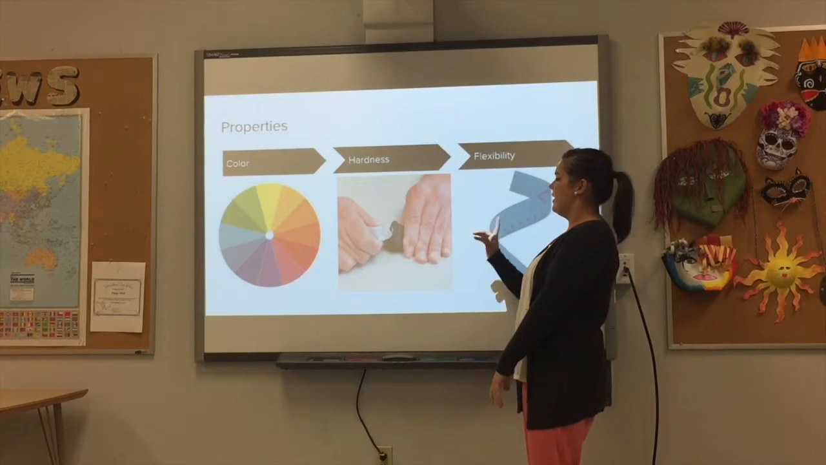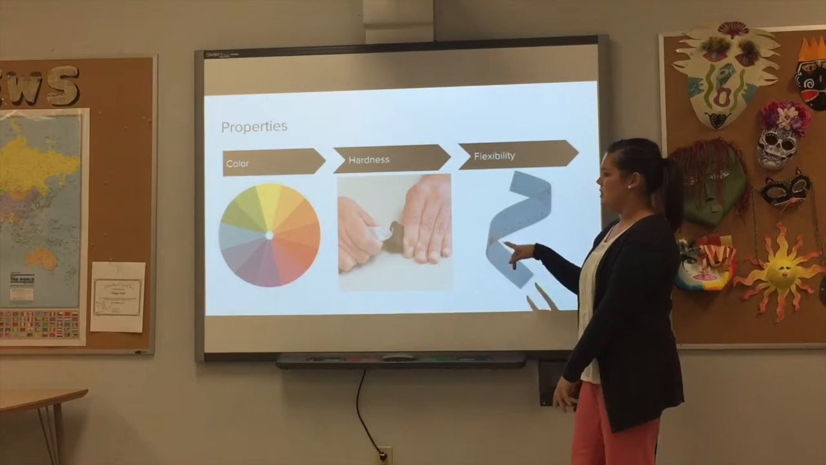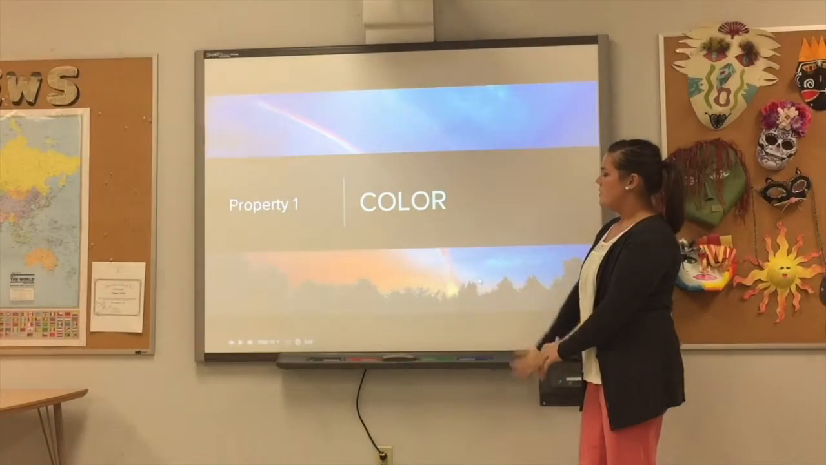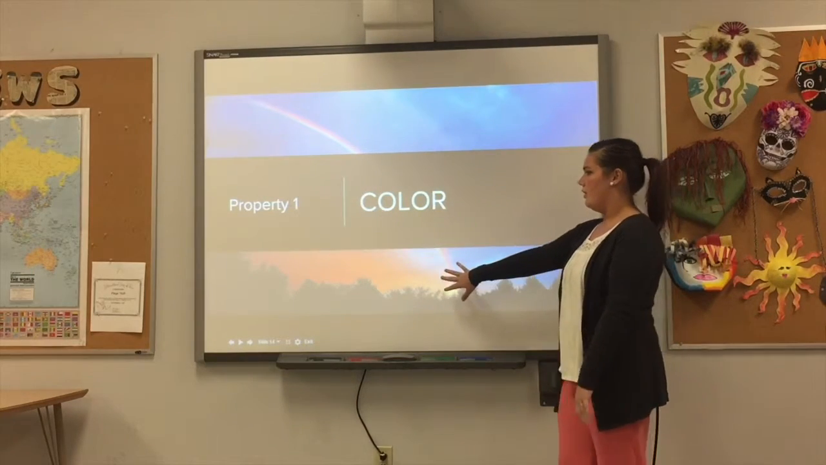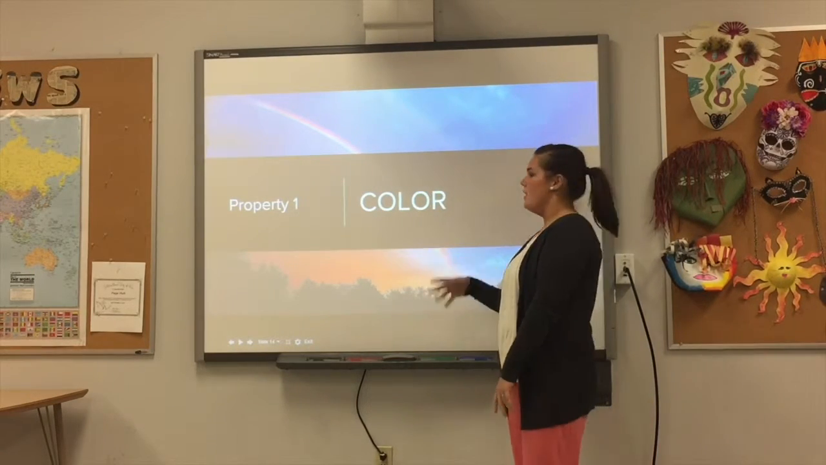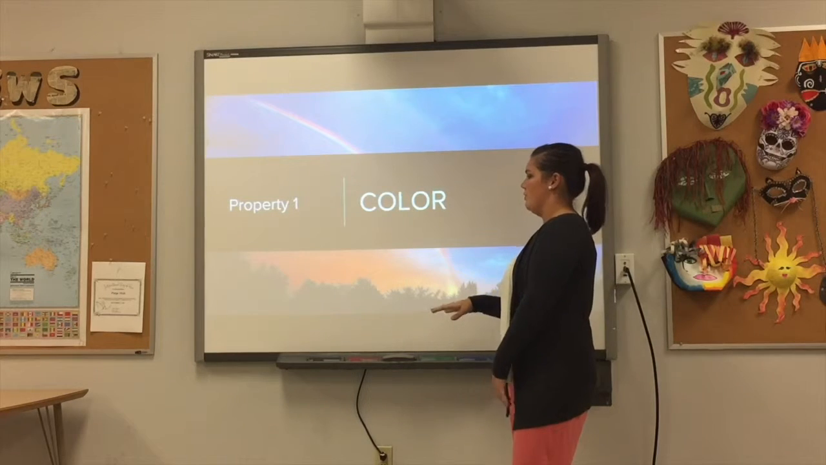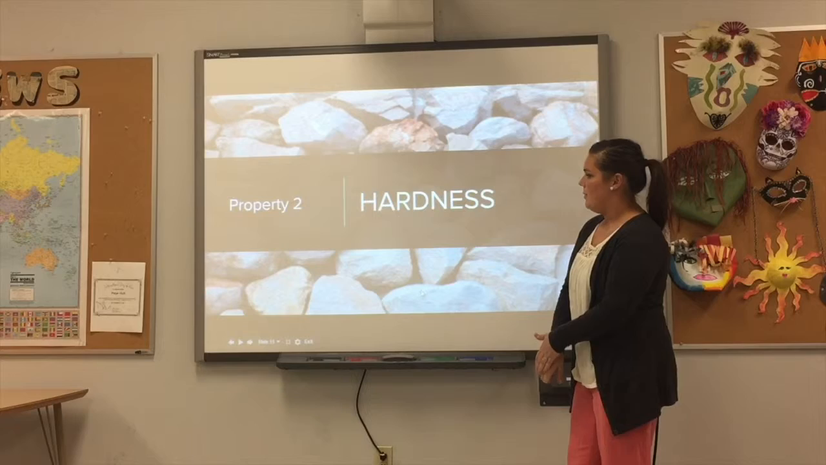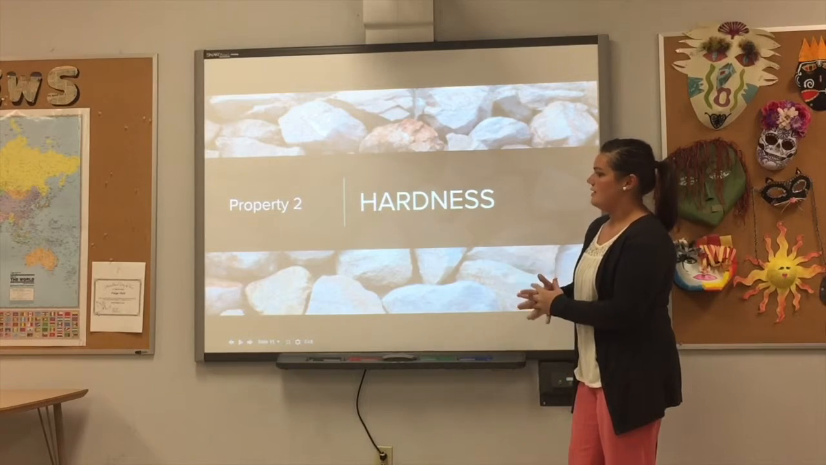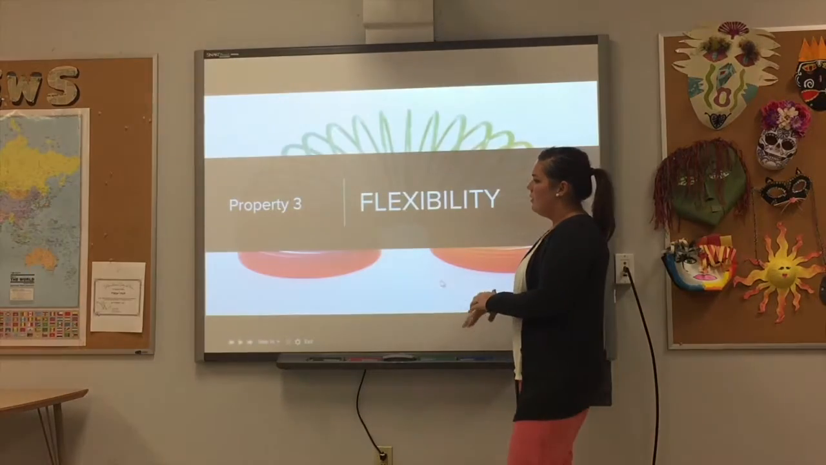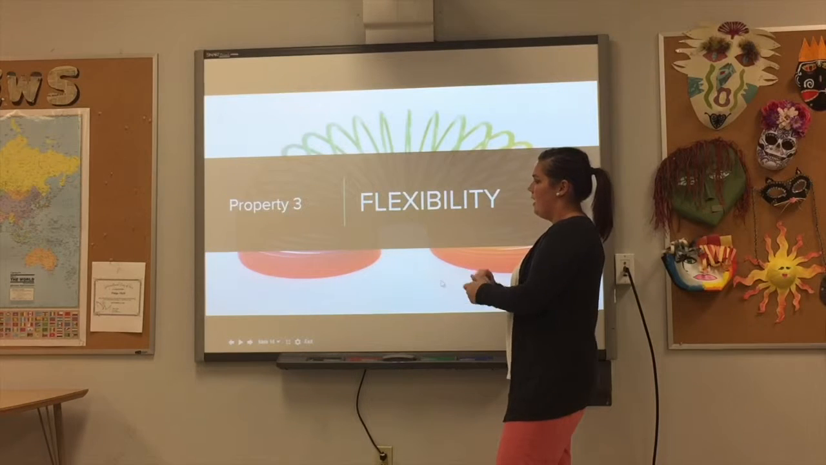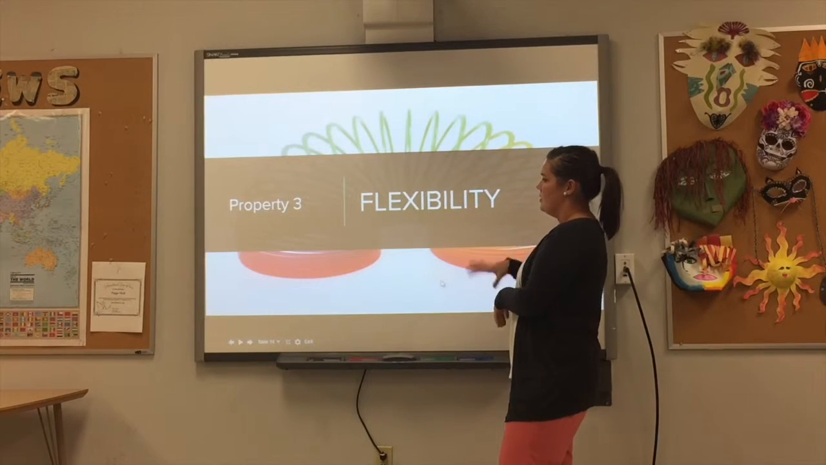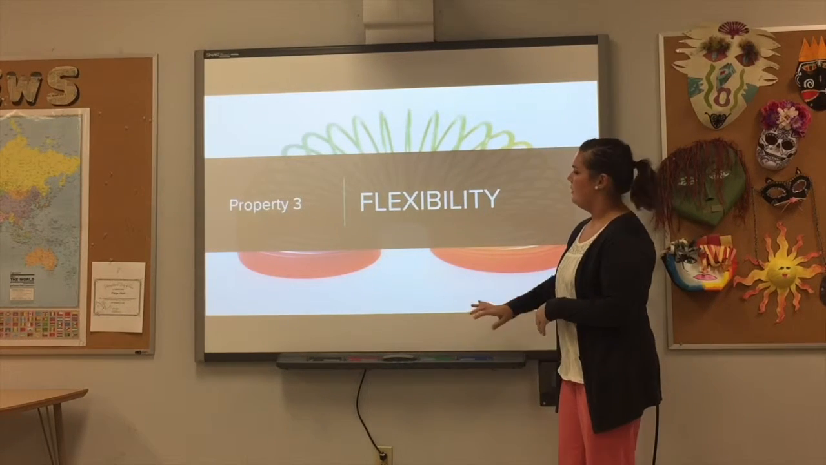Color, hardness, and flexibility. And we have a few pictures here to show examples. We also have a picture here of the color, which is the first property. It's a rainbow. It shows the different colors on the rainbow. We have rocks here for the second example, and this shows hardness, the second property. The third property is flexibility, and we have a slinky shown here to show you a picture of flexibility.